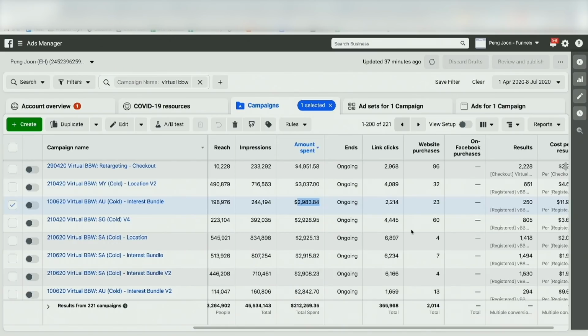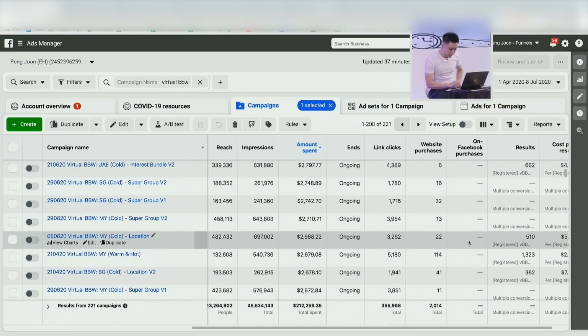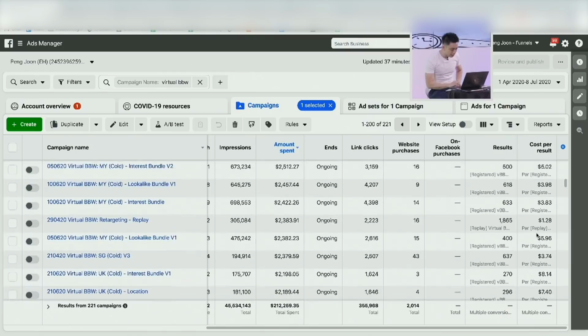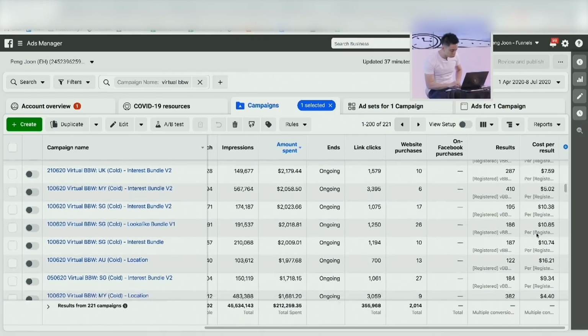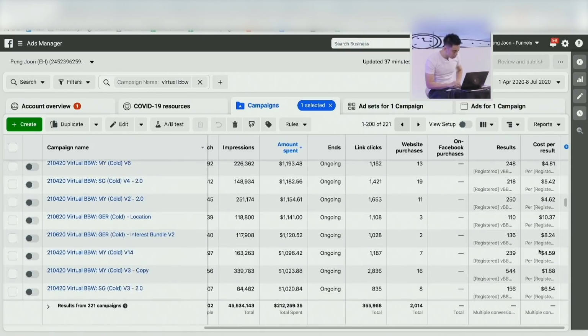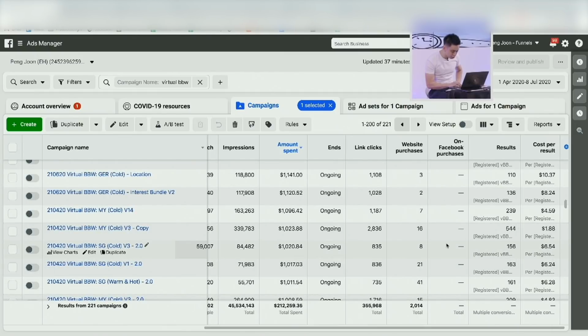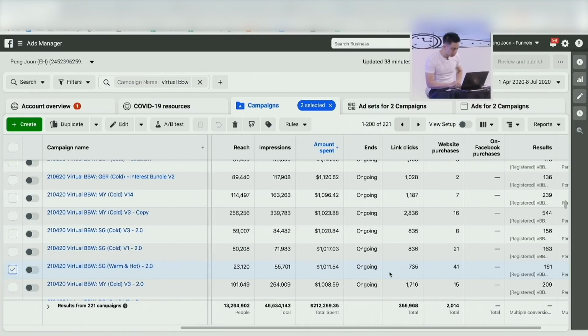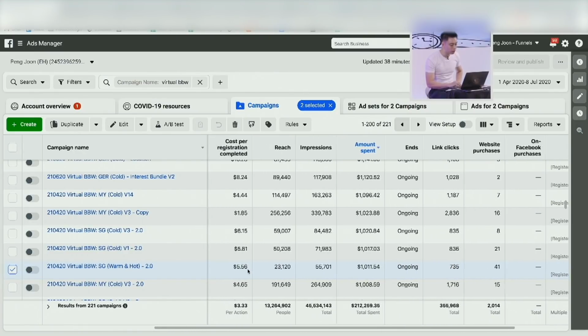Okay, so one last thing, it's this. You'll notice that all of our numbers here, the ones that might do better than others, let me just scroll down a little bit, is usually the ones that isn't necessarily cold. Take a look at this. This campaign over here, it says warm and hot. Now, what is warm and hot?